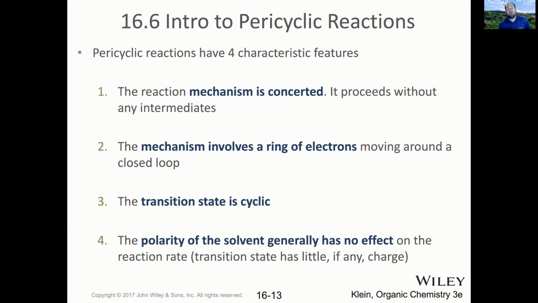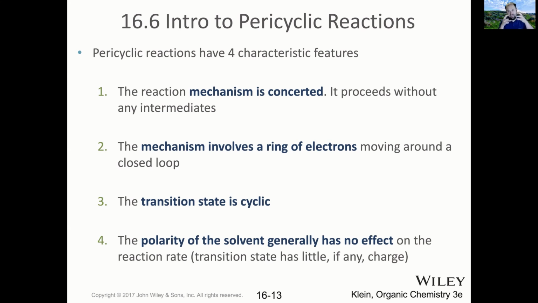One, it's a concerted mechanism, meaning we don't go stepwise. We don't have step 1, step 2, step 3, etc., like we do in the polar or ionic reaction mechanisms. The single-step mechanism involves a ring of electrons, this ring of electron flow. These pi electrons move here, these pi electrons move here, these pi electrons move here. Ultimately, they have to make it all the way around to be a pericyclic. In other words, the last movement of electrons has to fill in the empty spot that's generated by that first pair of electrons moving away from where it does. The transition state has to be cyclic.